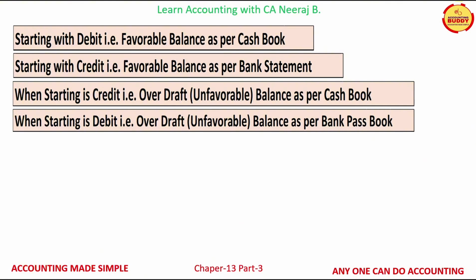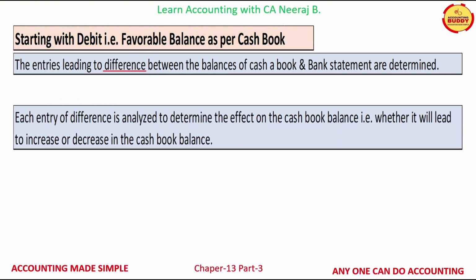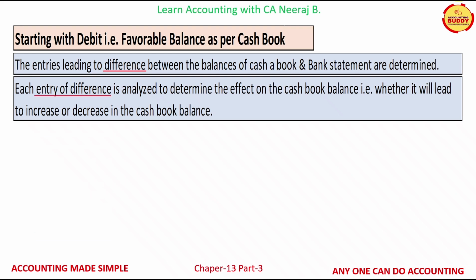Now let us first discuss and understand when the bank reconciliation statement is started with the balance as per cash book having a debit balance. The entries leading to difference between the balances of the cash book and the bank statement are determined. Each entry of difference is analyzed to determine the effect on the cash book balance, that is, whether it will lead to increase or decrease in the cash book balance.